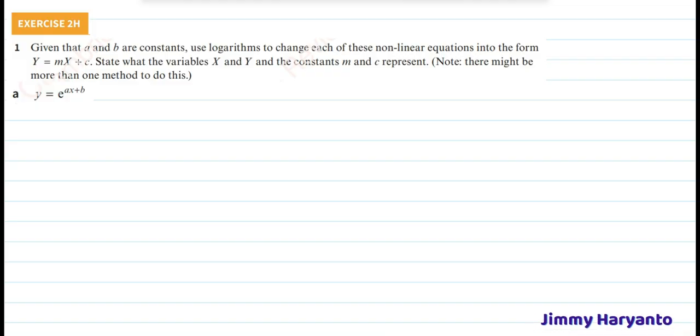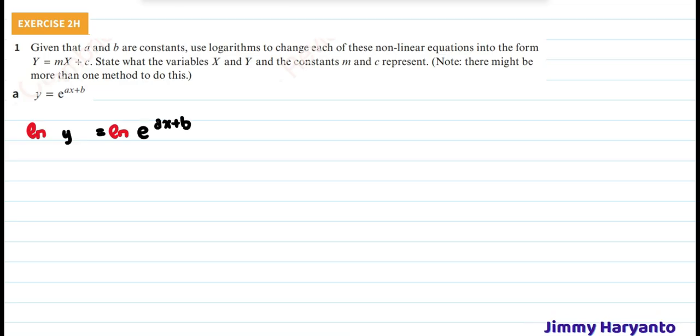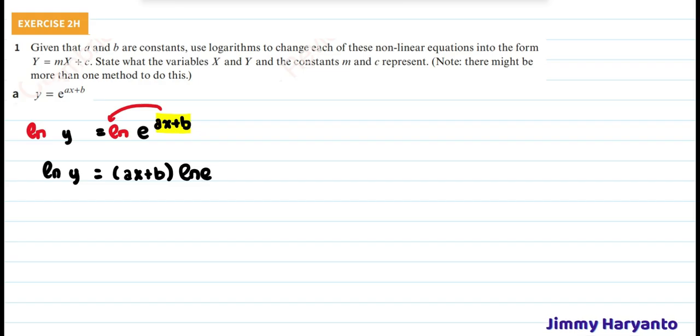This is exponential. That means to convert the exponential form into linear form, you have to add logarithm on both sides. So I will use ln. I add ln at both sides like this. That means I will have these expressions, and then because we have the powers right here, we can move them to the front using the properties of logarithm. So I will have ax plus b times ln e, and we already know that ln e equals 1, so we can erase this one.